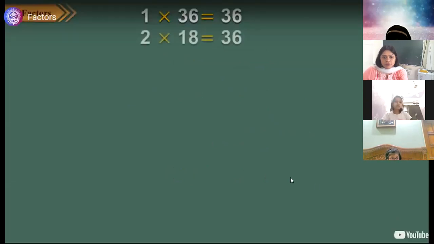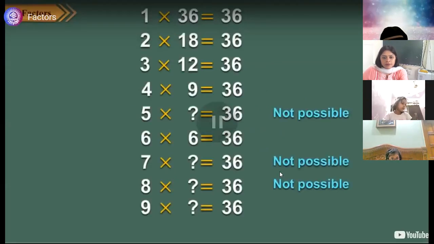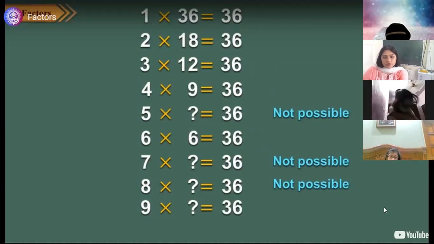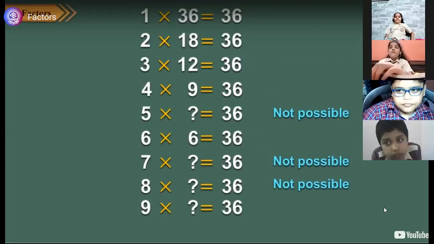One more example. Beta, this is the way to find out the factors. So here we are going to continue from 1 up to 9. All the numbers we are going to check, to see which number is a factor of 36. One by one we are going to continue checking. So first of all we are going to check 1 multiplied by 36.